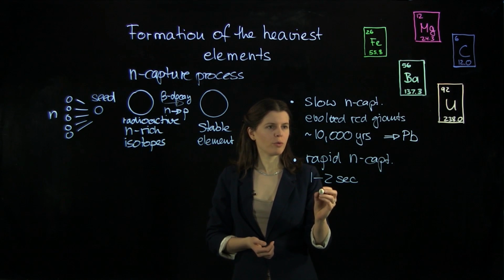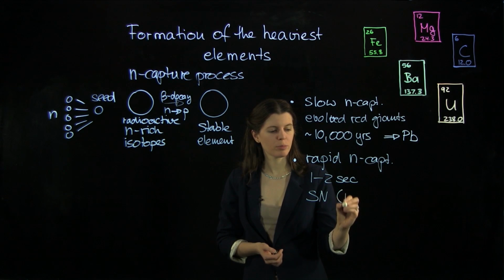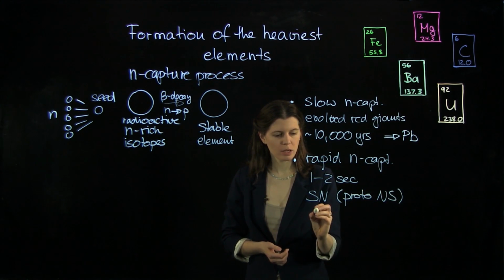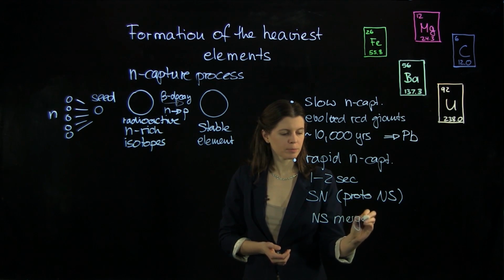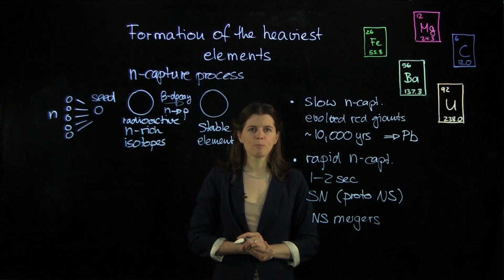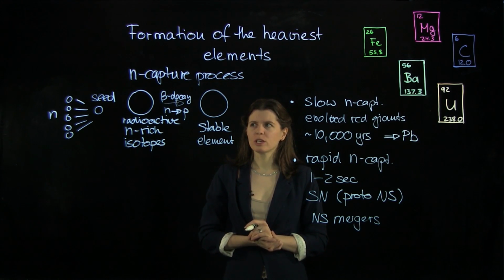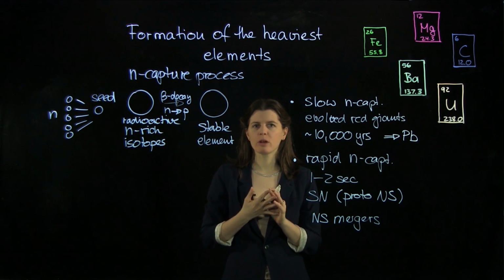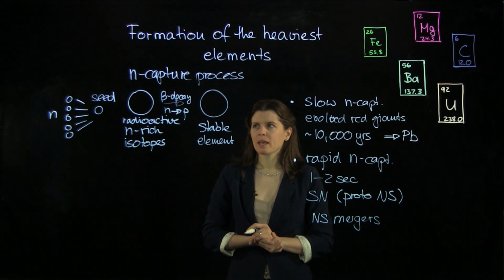And we have to add here, so either in supernovae or the proto-neutron star, I'm going to abbreviate like that, or in neutron star mergers. So those are all the options. And what we now want to figure out really is how can we put all this theory to the test, right? How can we observe this? And that's where our old stars come back into play.